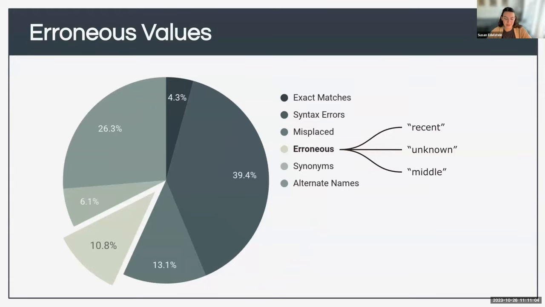11% of the data were erroneous values or terms that are not values of geologic time. This includes verbatim values such as recent, unknown, or any other term that does not relate specifically to geologic time. These terms were easily identifiable in a data set through automation because they do not match any values in the controlled vocabulary.